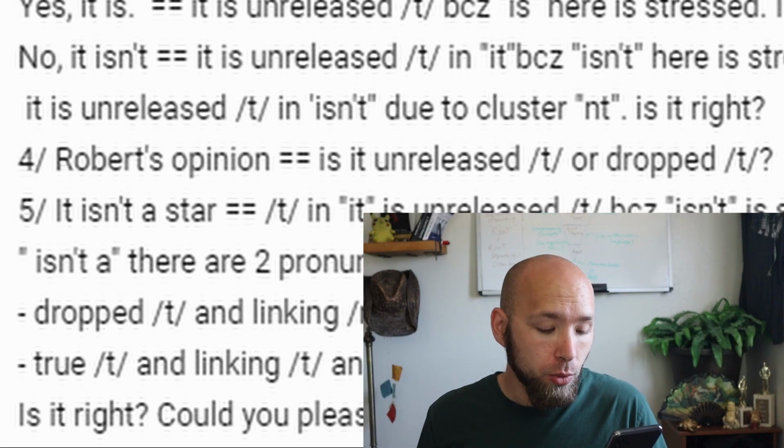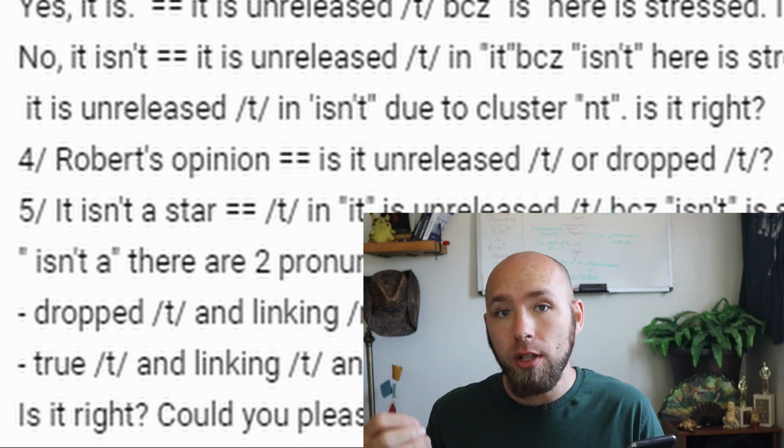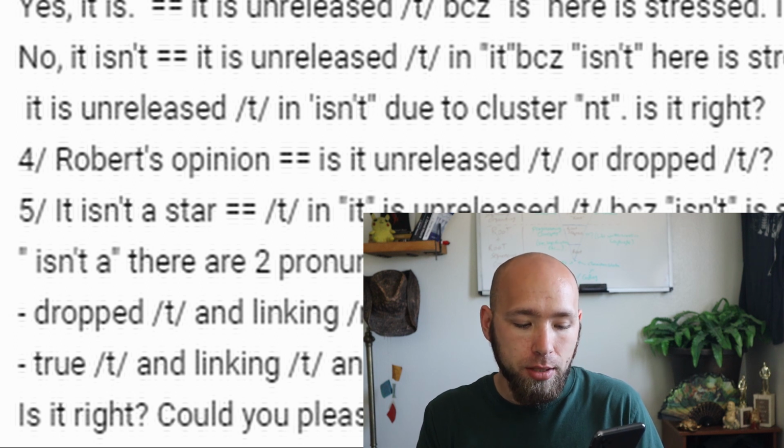Question number 4. We have a few more here. The question is about the phrase "Robert's opinion." So we have a TS at the end there. "Robert's opinion." Is it unreleased T or dropped T? Okay, this is one reason why I don't use the term unreleased, because the T in this case is an illusion. There actually is no T there. If there were a T, then it would be "Robert's," right? We'd have a TS, but we don't.